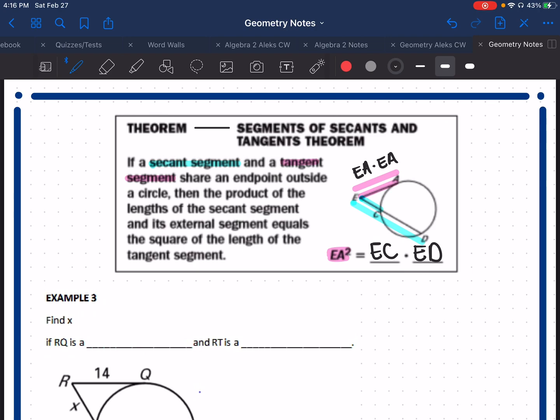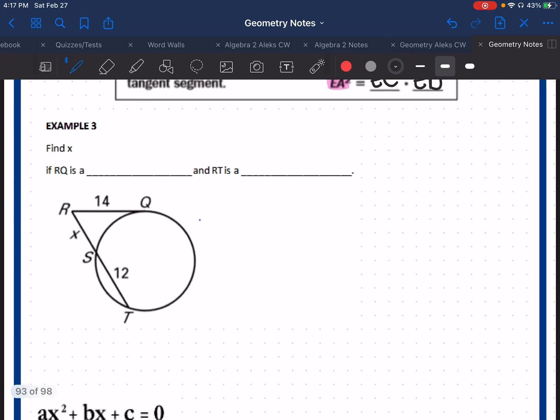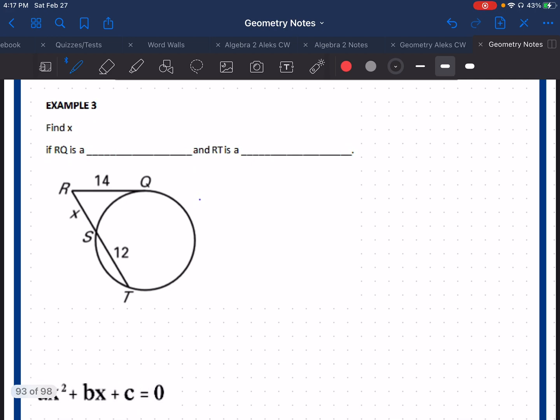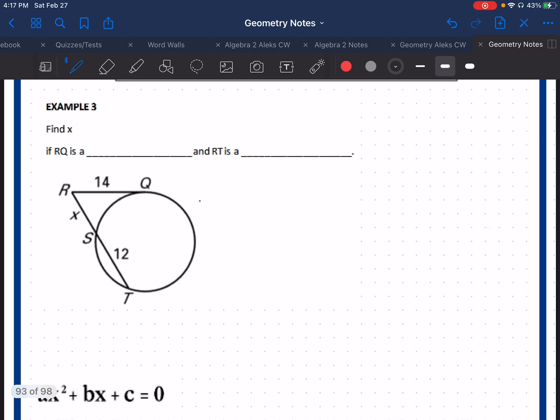Okay, let's take a look at an example. Find the value of x. If RQ is a tangent, take a look at the picture. RQ is my tangent. So I'm going to highlight it in pink. And I'm going to highlight it twice in pink with just a little bit of space in between. And my theorem says I'm going to take that. I should have made my highlighter thicker. And I'm going to square it.